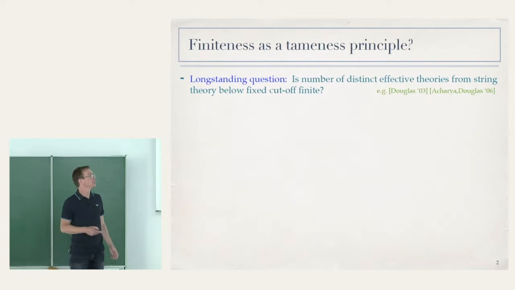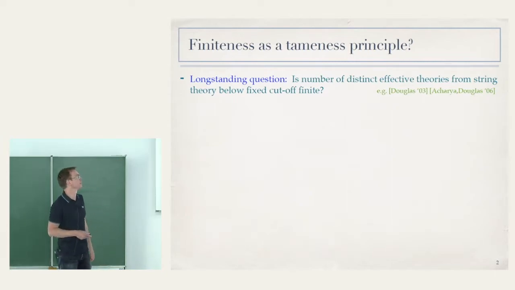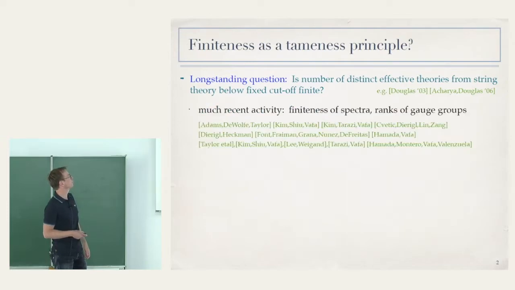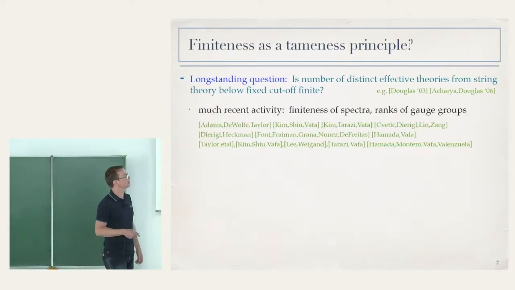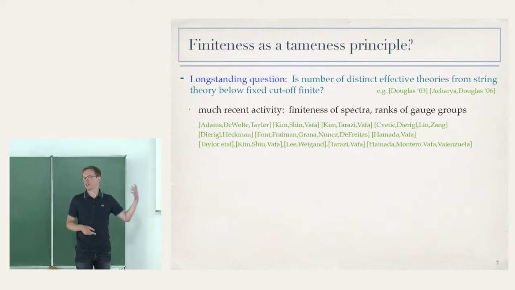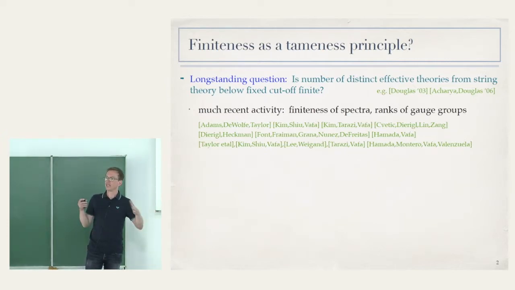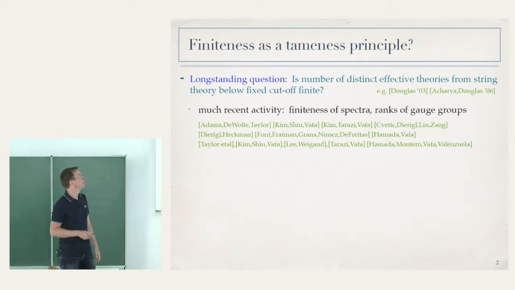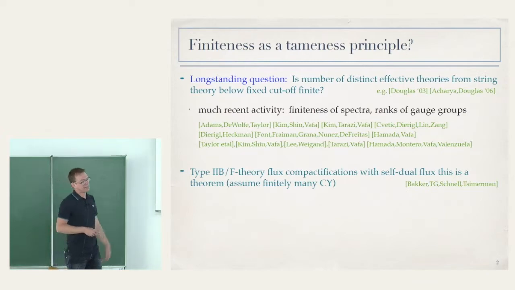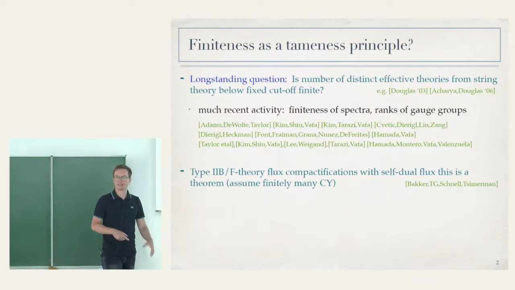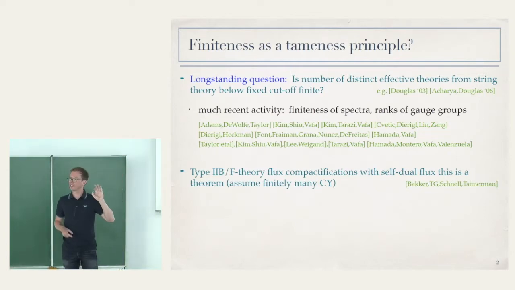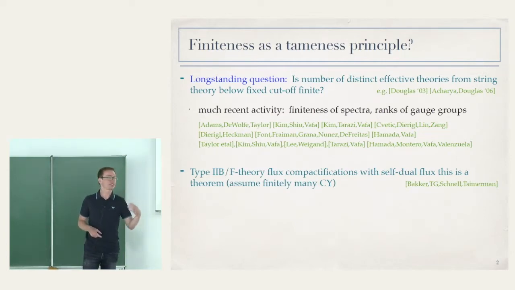It was proposed long ago, in the beginning of the 2000s, that this should be the case with some appropriate understanding of finite cutoff. And in fact, much recent progress has been made in this direction in the context of the so-called swampland program, which tries to restrict all the theories which come from quantum gravity. There have been a lot of works in this direction, and that's actually where our mathematics paper is centered. It actually answered one of these finiteness questions in a very specific, precise way.